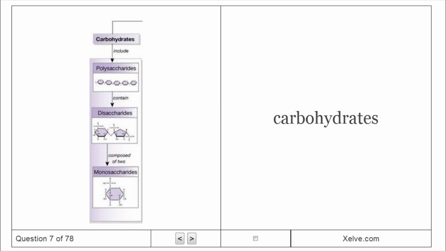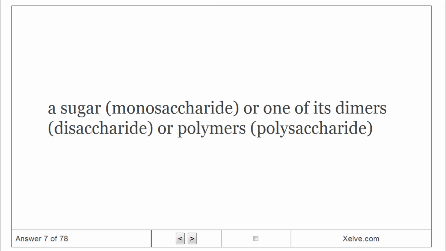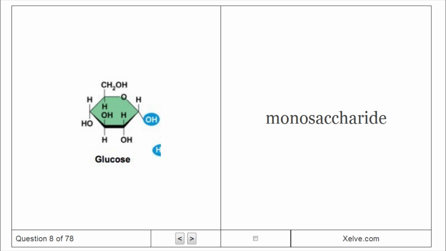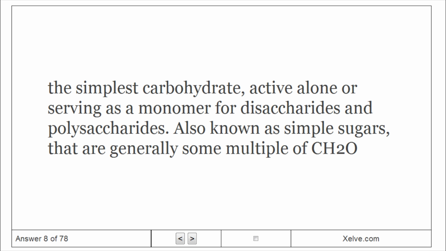Carbohydrates. A sugar, monosaccharide, or one of its dimers, disaccharide, or polymers, polysaccharide. Monosaccharide. The simplest carbohydrate, active alone or serving as a monomer for disaccharides and polysaccharides, also known as simple sugars, that are generally some multiple of CH2O.